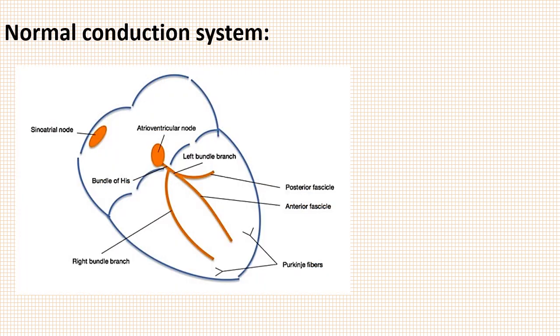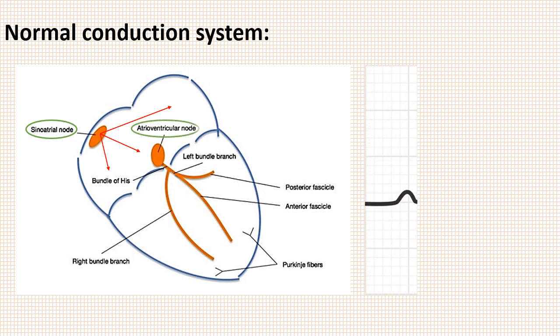First of all, let me explain you normal conduction system in short. Impulses are generated from pacemaker cells of SN node, which is situated in the right atrium. Impulses then go to both atria and this will produce P wave in the ECG. Then impulses reach the AV node and there is normal physiological AV nodal delay, and in ECG it will be shown by PR interval, which is flat isoelectric line.